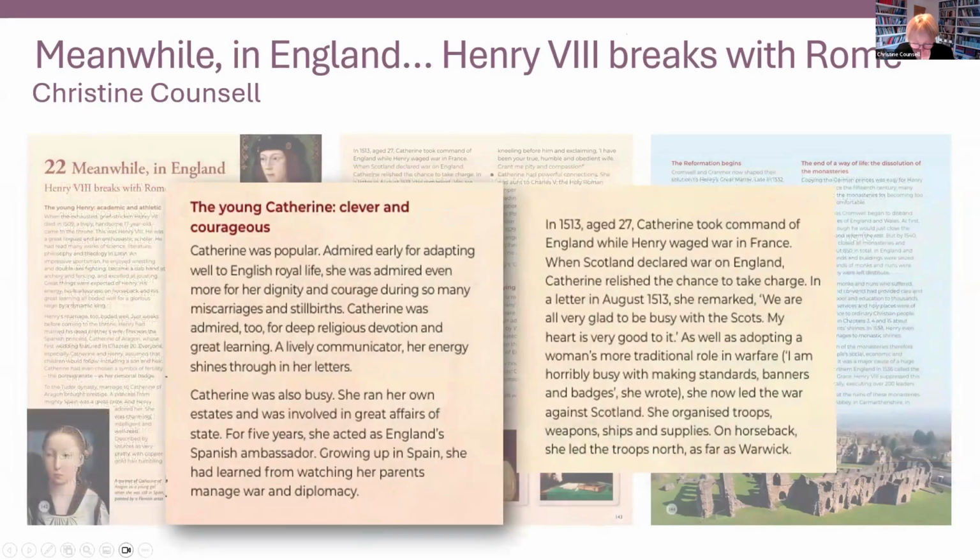Catherine was popular. Admired early for adapting well to English royal life, she was admired even more for her dignity and courage during so many miscarriages and stillbirths. Catherine was admired too for deep religious devotion and great learning. A lively communicator, her energy shined through in her letters. Catherine was also busy. She ran her own estates and was involved in great affairs of state. For 5 years, she acted as England's Spanish ambassador. Growing up in Spain, she had learned from watching her parents manage war and diplomacy.